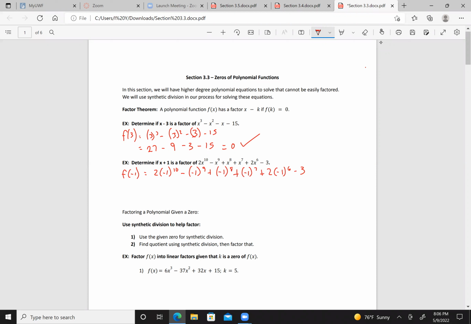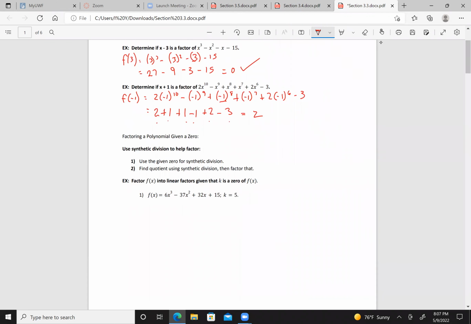Well, negative 1 to the 10th is 1, so this is simply 2 times 1, or 2. Negative 1 to the 9th is negative 1, and we're taking a negative of that, so we're adding 1. Here, this becomes positive, so we're adding 1. Here, this stays negative, subtracting 1. Here, we have positive, so I have 2 times 1, so adding 2. Here, I'm subtracting 3. So I have 2 plus 1 is 3, minus 1 is 2, plus 2 is 4, minus 3 is 1. So it is not a factor.